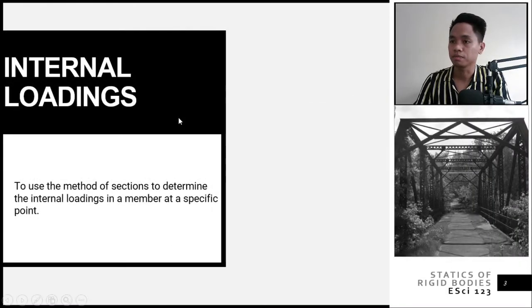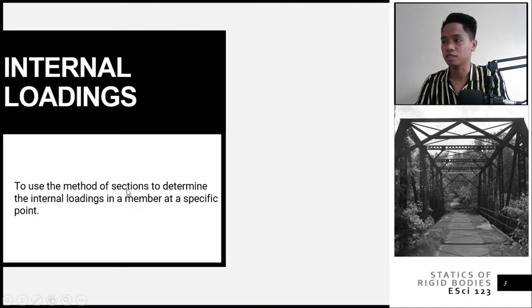Next, internal loadings. So, to use the method of sections to determine the internal loadings in a member at a specific point. That is the objective of this lesson.